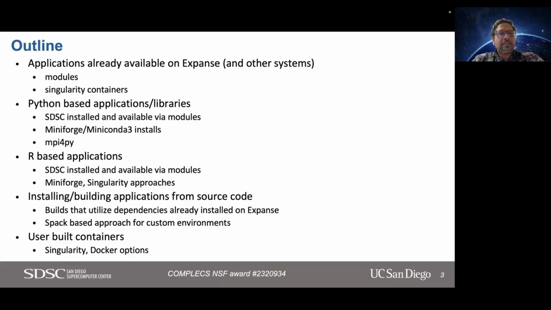Then we'll take a look at Python-based applications and R-based applications, and how you can deal with them. There's multiple ways of doing this. And then we'll look at an example of building applications from source. So what you're doing is essentially utilizing dependencies that are already on Expanse, but compiling on Expanse. And then lastly, we'll just look at some Singularity container options.